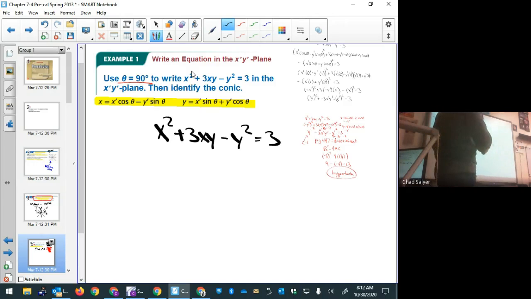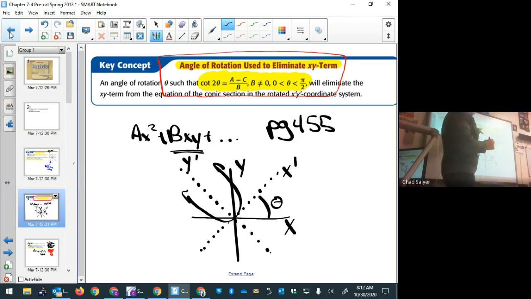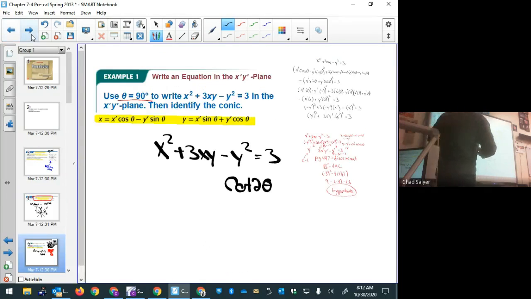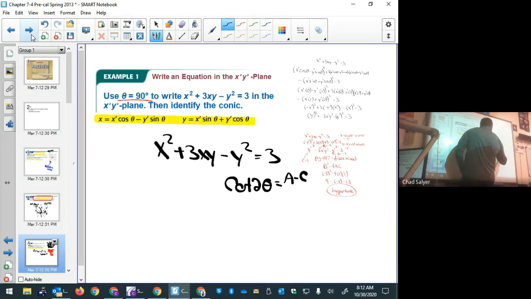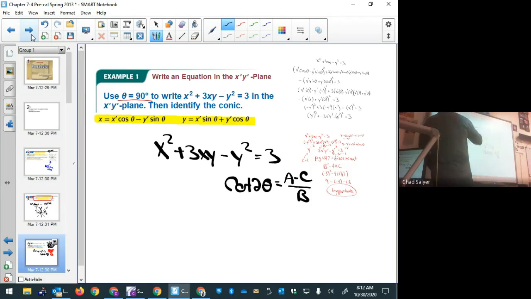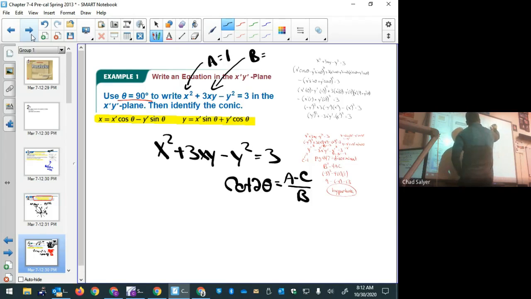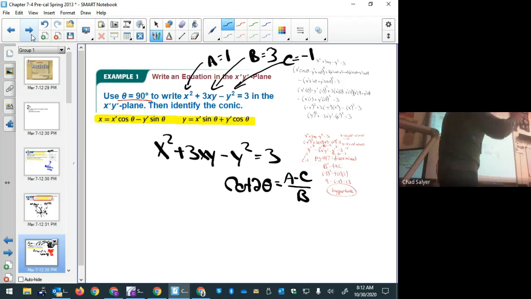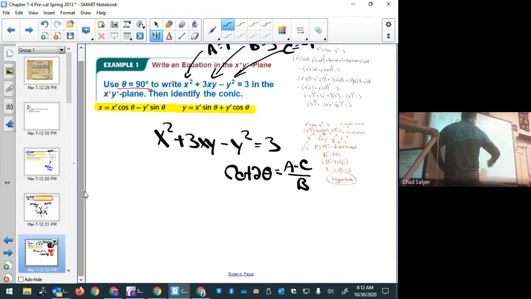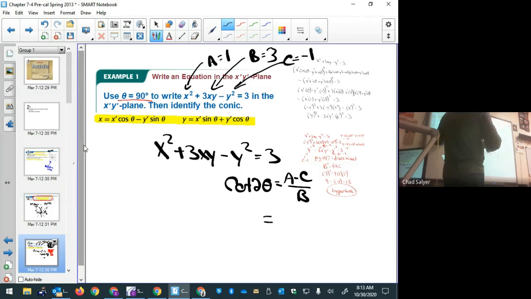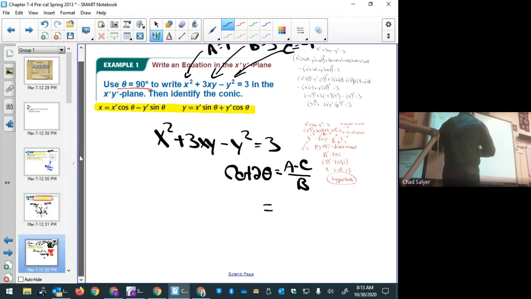I need to find my theta first. So to find my theta, I need to know the cotangent of 2 theta, remember that was on that previous page, is A minus C over B. So A in this case is 1, B is 3, and C is -1. So B can't be 0 for this to work, because otherwise you'd have division by 0. So I've got 1 minus a -1 over 3.